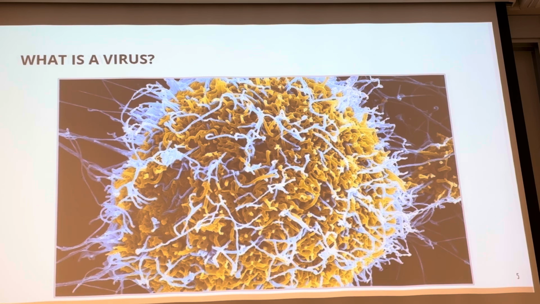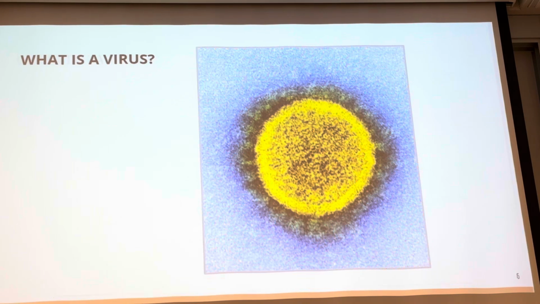Okay, so this is a virus. This is a virus infecting us. The yellow is a human cell, and these blue things are all viruses. That's Ebola. That's what the Ebola virus looks like. This is COVID, or the coronavirus. This is a SEM or a TEM of the actual virus itself.